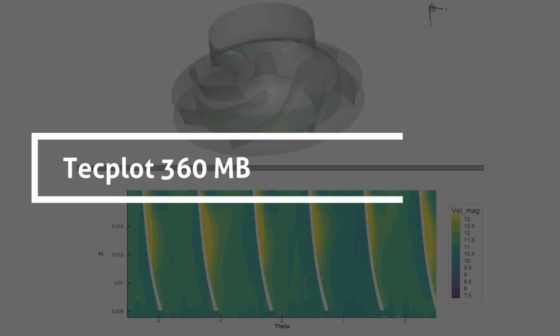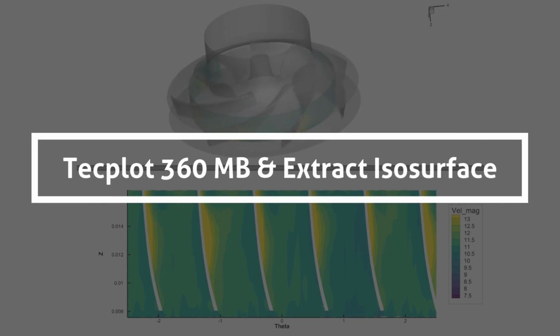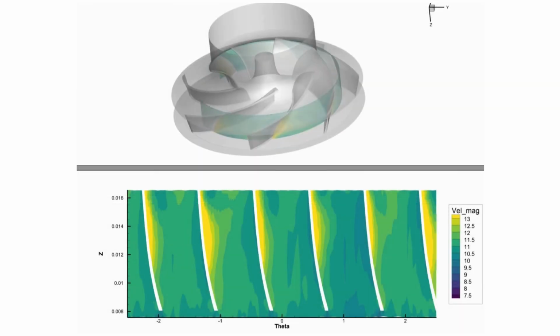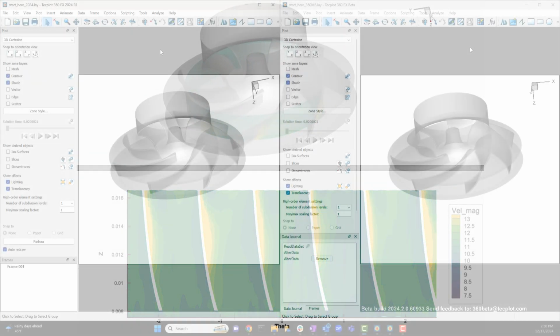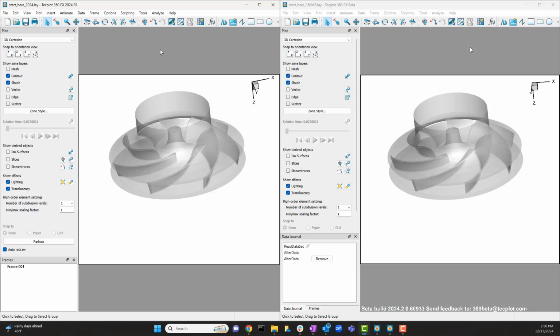The latest Tecplot 360 MB build has introduced a new extract isosurface dialog that allows you to select a single variable and specify multiple isosurface values at once. In this video, we will show you how this new dialog simplifies the extract isosurface workflow.